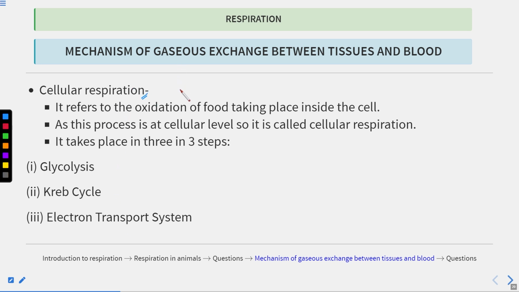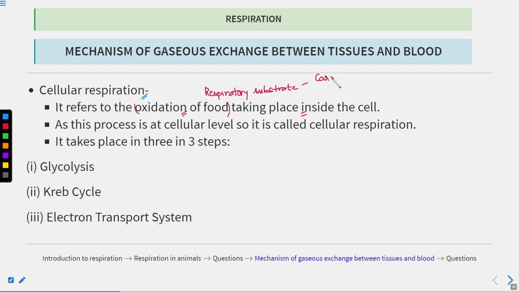So what is cellular respiration? It refers to the oxidation of the food taking place inside the cell. That's why it is known as cellular respiration, because it is happening at the cellular level. So it is happening within the cells, and the oxidation of the food, or you can say oxidation of the respiratory substrate, is taking place within the cell. Clear? Respiratory substrate, I've told you, can be of three types.